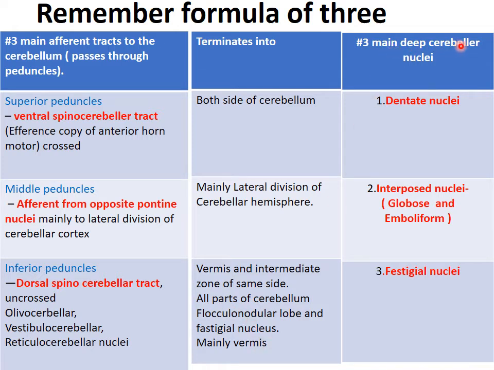There are three deep cerebellar nuclei we must remember: dentate, interposed, and fastigial nuclei. The dentate nuclei are laterally placed on either side. The interposed nuclei are made up of two nuclei, globose and emboliform. The third is the fastigial nuclei.